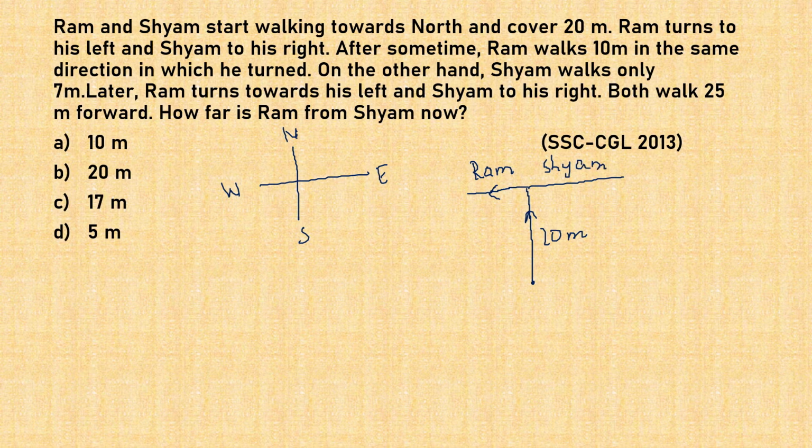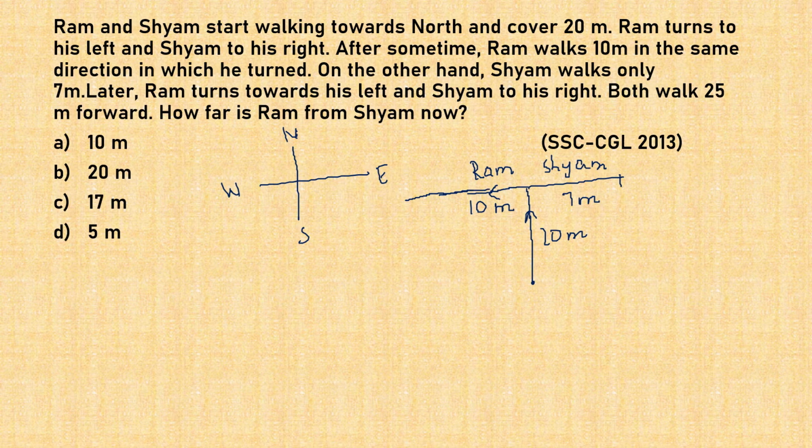So after some time, Ram walks 10 meters in the same direction. So Ram has travelled a distance of 10 meters here. On the other hand, Shyam walks only 7 meters. So Shyam has travelled a distance of 7 meters. So let us elongate this line a bit so that the lengths become proportional.